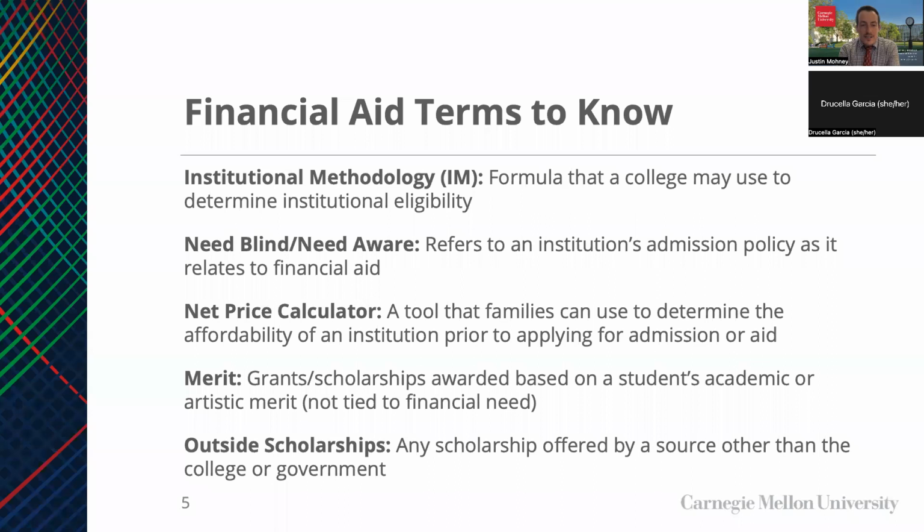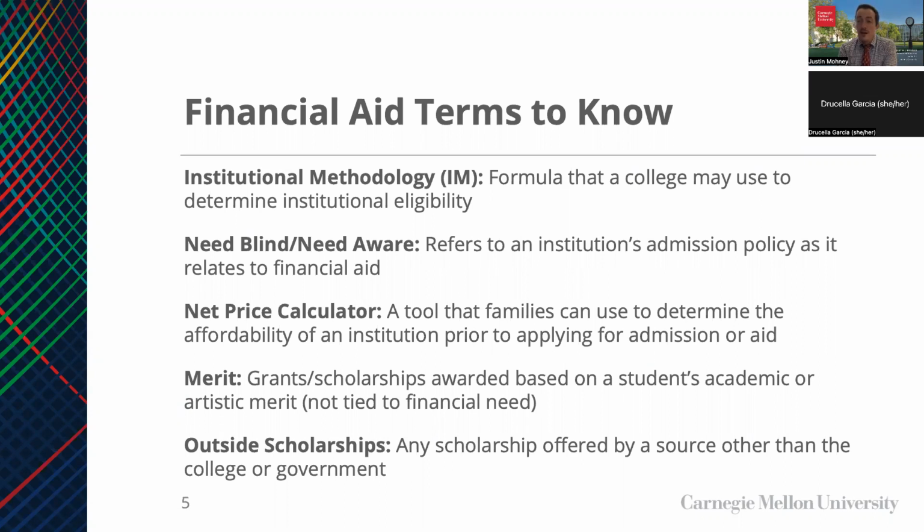Another phrase that you'll see thrown out there is need blind or need aware. This refers to an institution's admission policy, not financial aid policy, as it relates to financial aid eligibility. At a need blind institution like Carnegie Mellon, your eligibility to receive financial aid, your status as a financial aid applicant, are not looked at when making determinations about whether or not to offer a student admission to the institution.